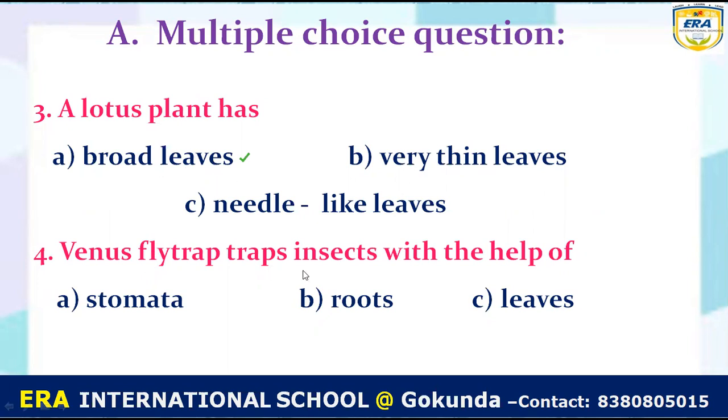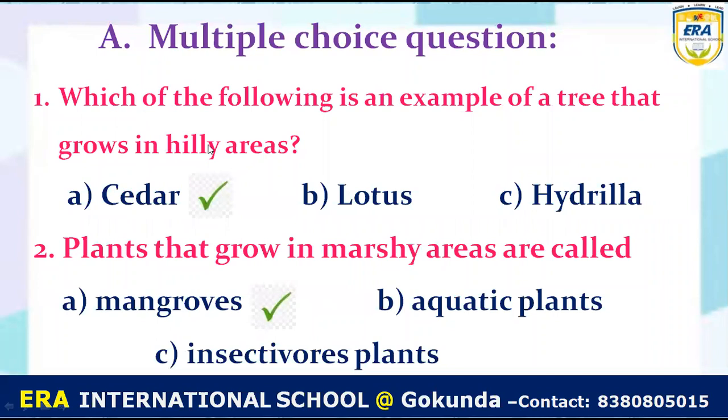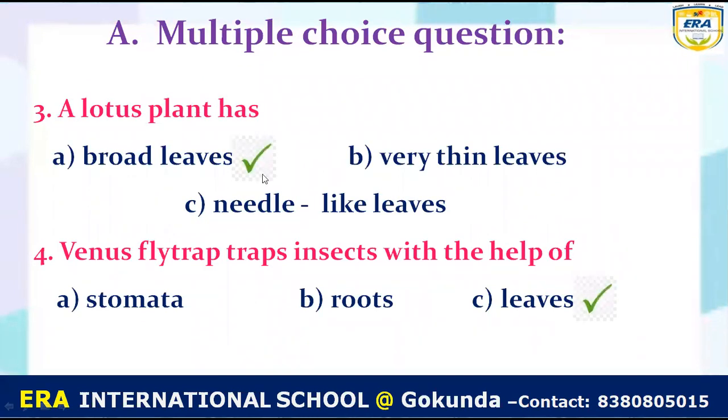Venus flytrap traps the insect with the help of dash. So what is the organ for trapping insects in the Venus flytrap? That is the leaves. Okay, so check your answer. Write down the same answer in the textbook. So this is the question and this is the answer key. The plant that grows in hilly areas is cedar, plants that grow in marshy areas are called mangroves, the lotus plant has broad leaves, and the Venus flytrap traps the insect with the help of leaves.